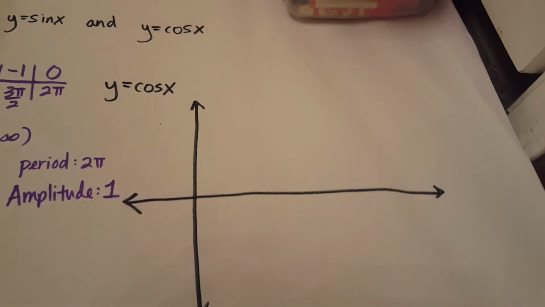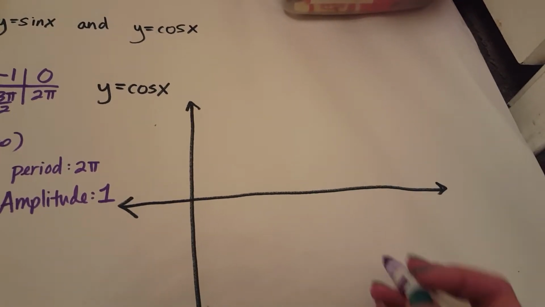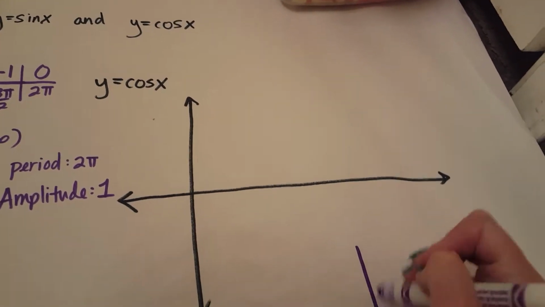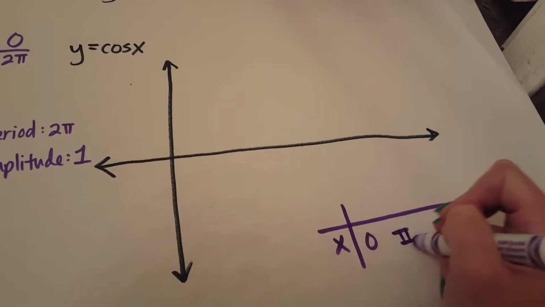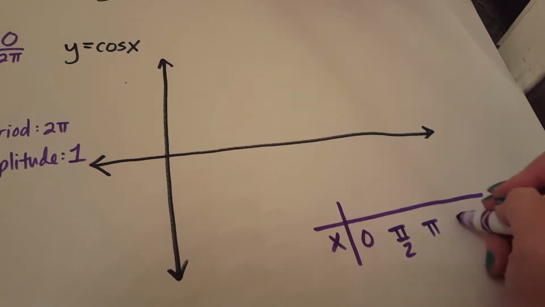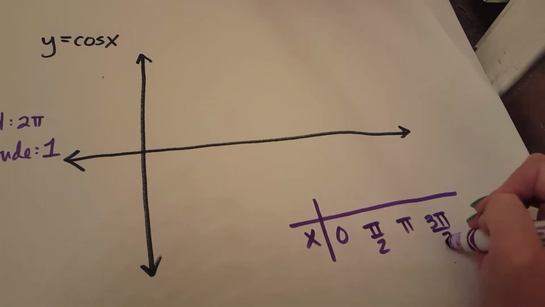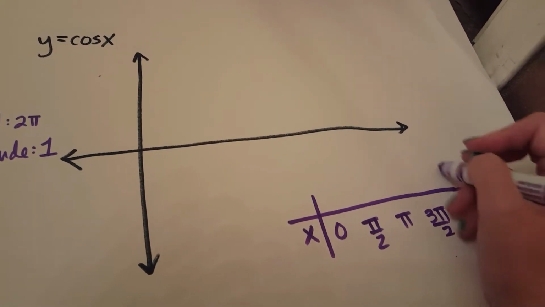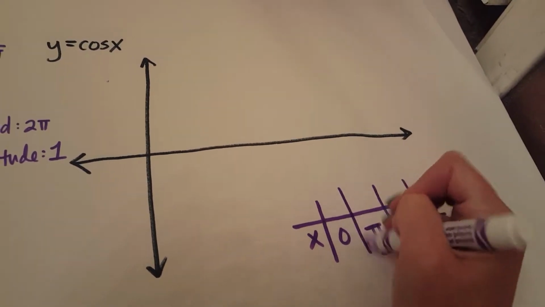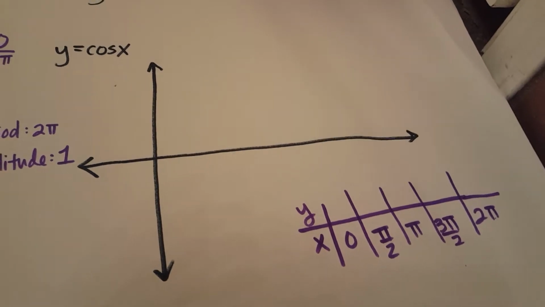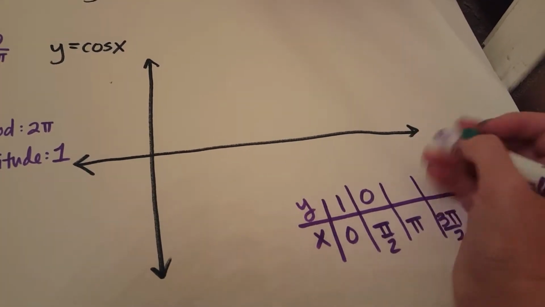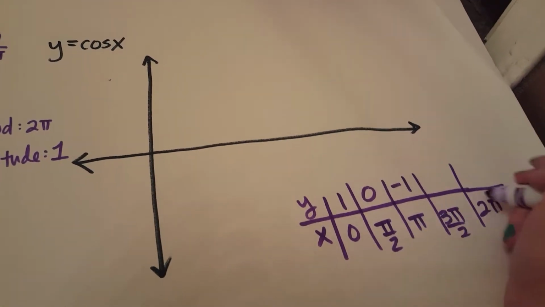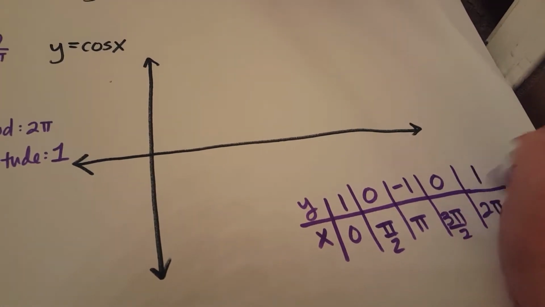Okay, we're going to repeat the same idea for cosine of x. We're actually going to have the same 5 cut points: 0, pi halves, pi, 3 pi halves, and 2 pi. But this time, when I plug in, the cosine of 0 is 1. The cosine of pi halves is 0. Then I have -1, 0, and 1.